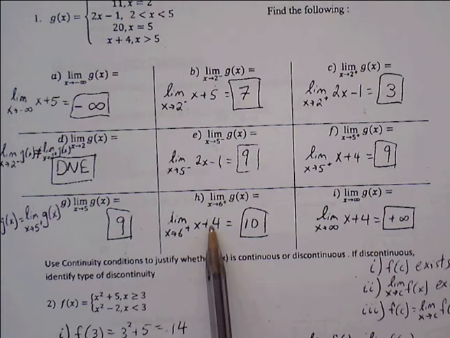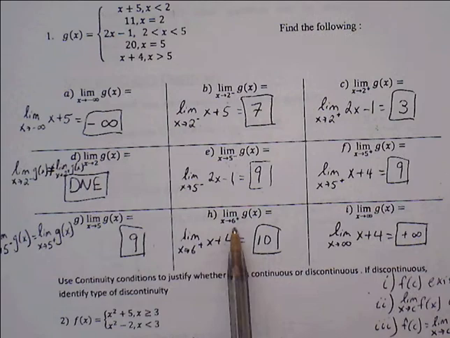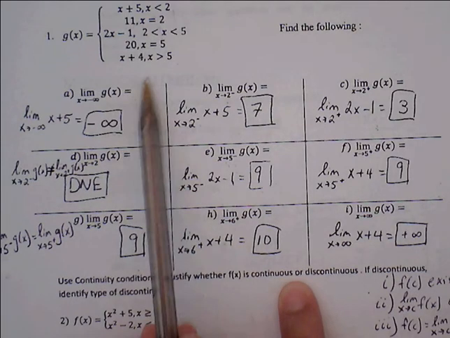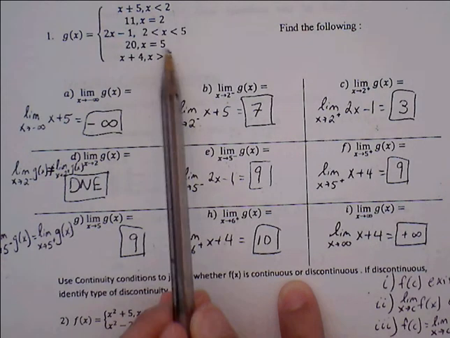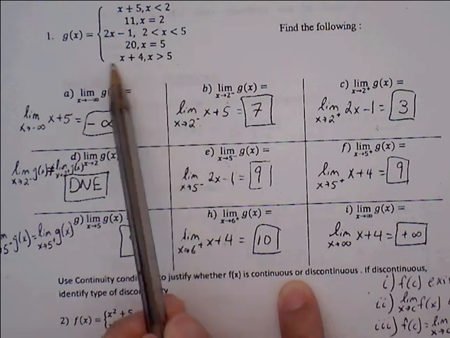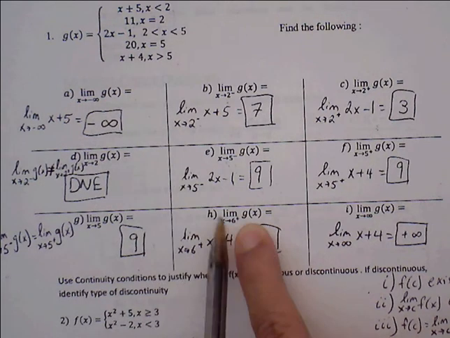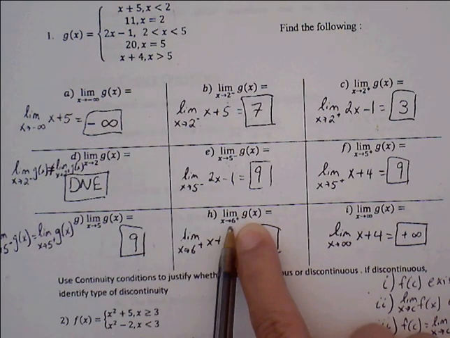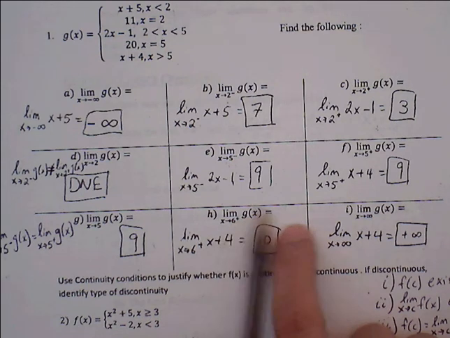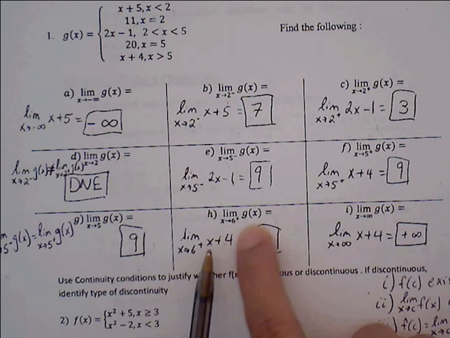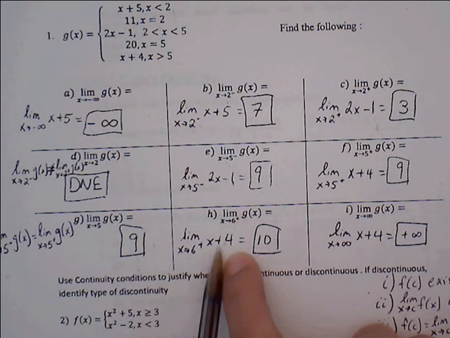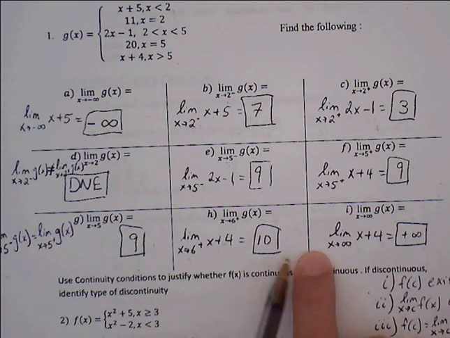Okay, next part, approaching 6 from the right side of 6. Now we don't see 6 as a parameter here, but anything to the right of 5, we're going to be using this expression. So it could be approaching 7 from the right side of 7, approaching 9 from the left side of 9. These all fall under this category. So we can simply use this piecewise function and then evaluate algebraically, plug 6 in for x. 6 plus 4 is 10.